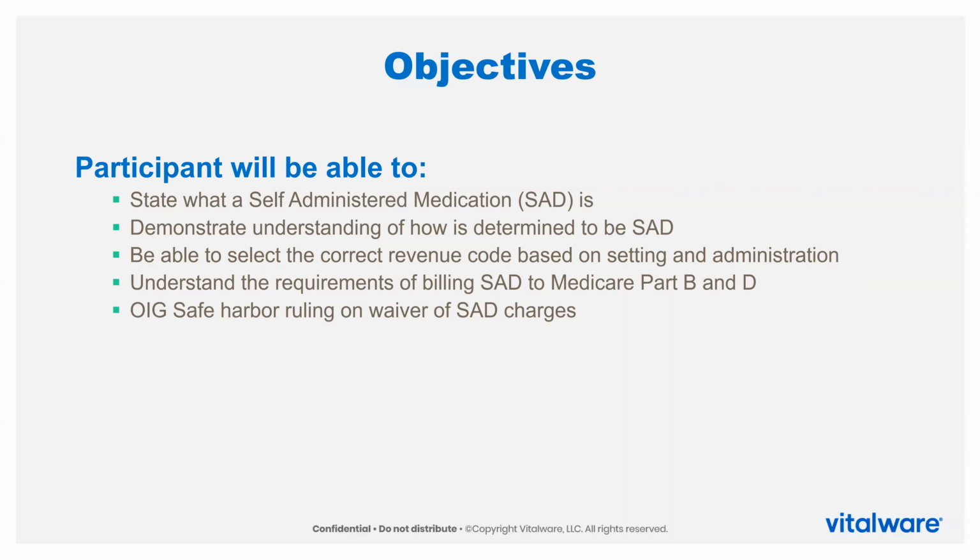So our objectives: this has been around for quite some time. What is a self-administered medication? How we're supposed to bill it. We're going to talk about parts B and D for Medicare, and then the OIG safe harbor ruling on waiver of SAD charges. And this is a real problematic area for pharmacies as well as patient billing and third-party collections groups, because they really don't understand it, and more importantly, your patients don't understand it.